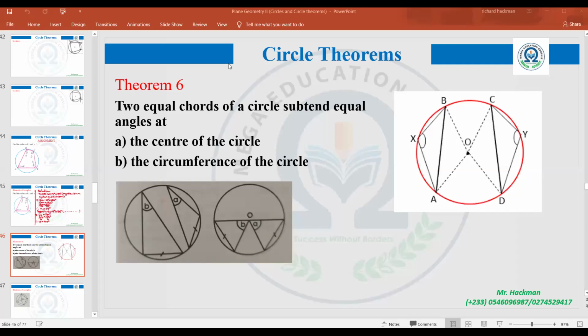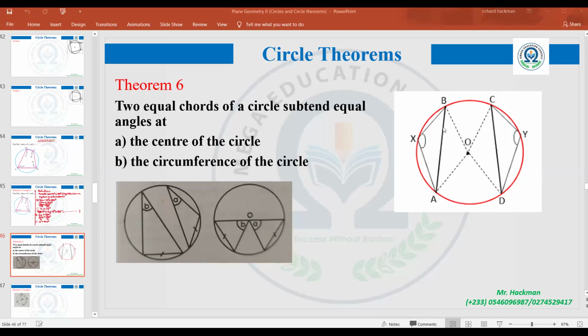Today's lesson is going to be the continuation of our previous lesson, our lesson on circle theorems, plane geometry 2. In our previous lessons, we did theorems 1 up to 5.